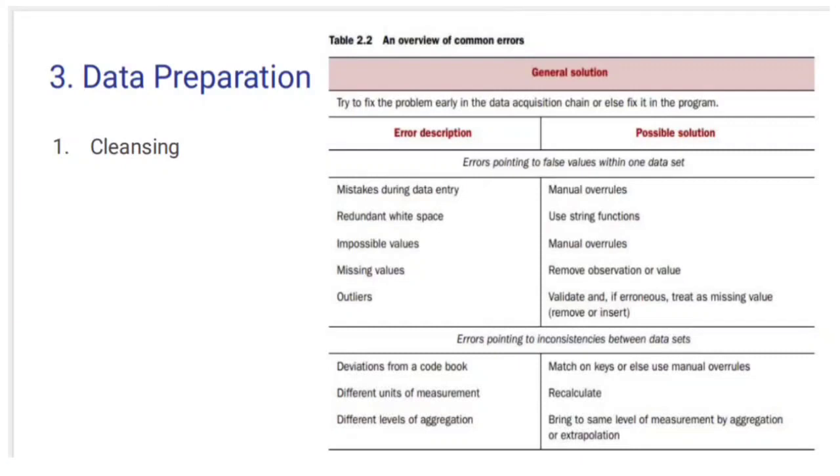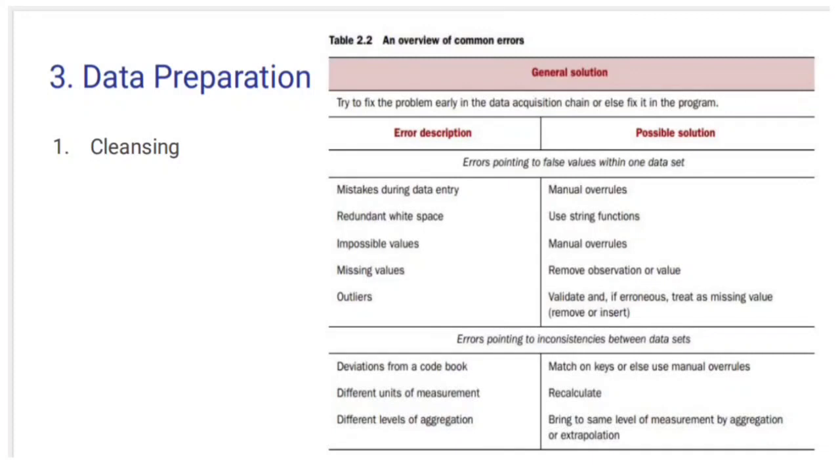So first, we have the errors pointing to false values within one data set. What is the first error? Mistakes during data entry. For example, a person's age must not be more than 100 or more than 150. So these kinds of errors are called manual errors.